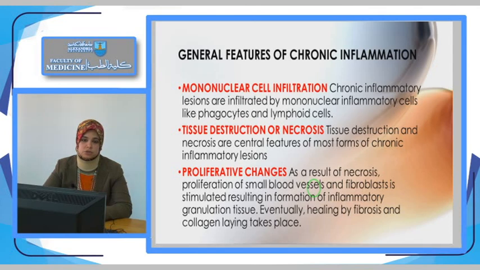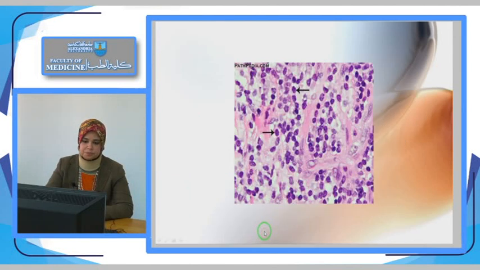We will learn what granulation tissue means in healing and repair in detail, but granulation tissue is composed of proliferating fibroblasts and small blood vessels. And this of course is the first or initial step of healing. Eventually healing by fibrosis and collagen laying takes place.